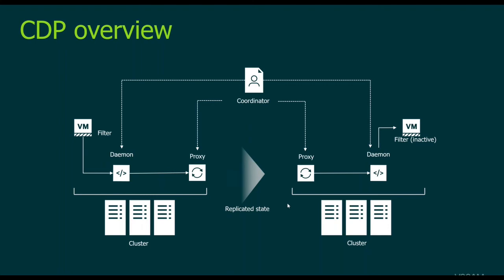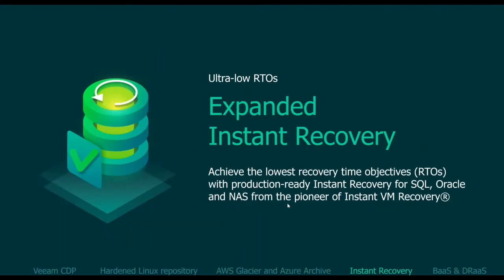But the next thing I want to talk about is our extended instant recovery. So our expanded instant recovery, what is this? And what is it doing? So instant recovery in a nutshell is making sure that we can get back up against the wall as fast as humanly possible. And what this is doing is really making sure that we're mastering RTO. Now we can do this for SQL, we can do this for Oracle, and we can do this for NAS. That's where we can do the expanded instant recovery for those particular items.